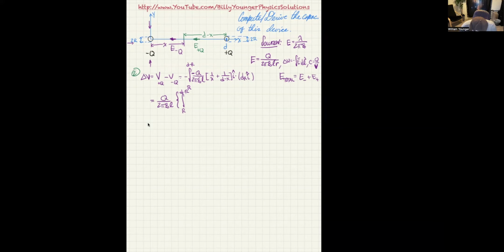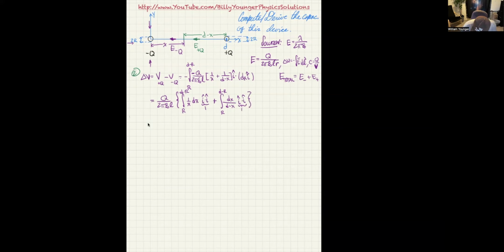But what we have now is 1 over x dx, and then i hat dot i hat, which of course is 1. And then we have the next integral, which would be plus the integral, again, from r to d minus r. And in this case, it's going to be dx over d minus x, times i hat dot i hat, which again is just 1. And now I can close my curly brackets like so.